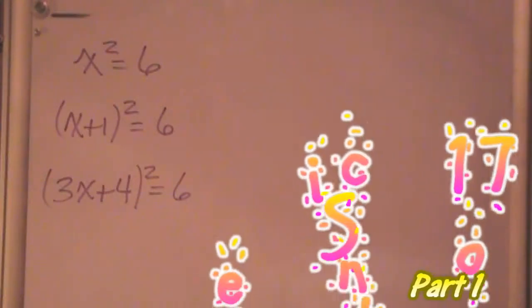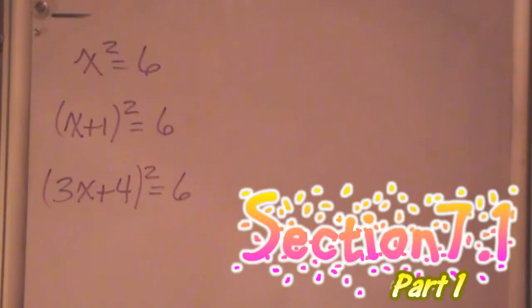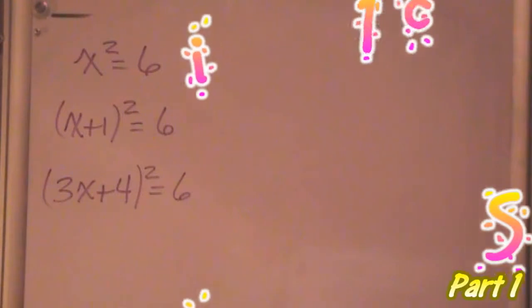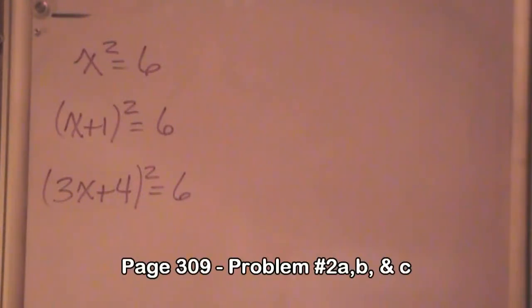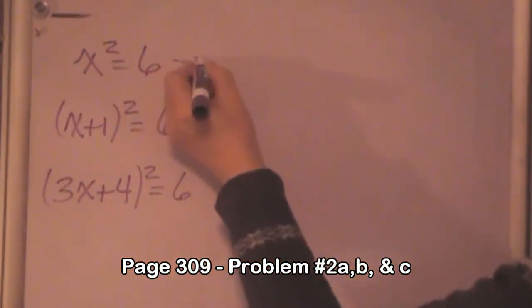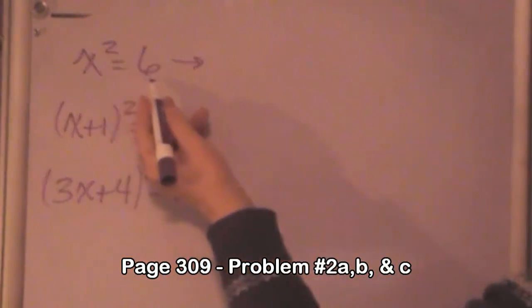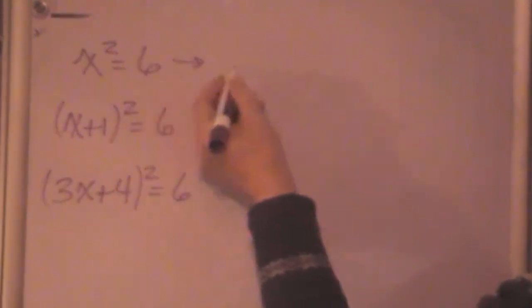Okay, the first section of Chapter 7 is going to deal with completing the square. So the first set of exercises just remind you of what you learned in the previous chapter. To solve quadratic equations, the first example up here, you have a square equal to 6, so you're just going to take the square root of both sides.